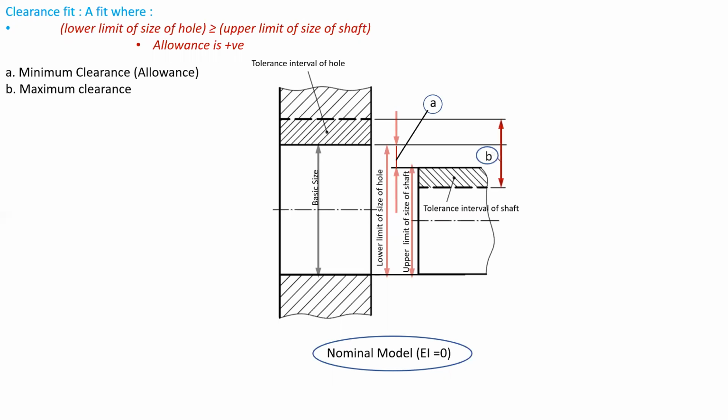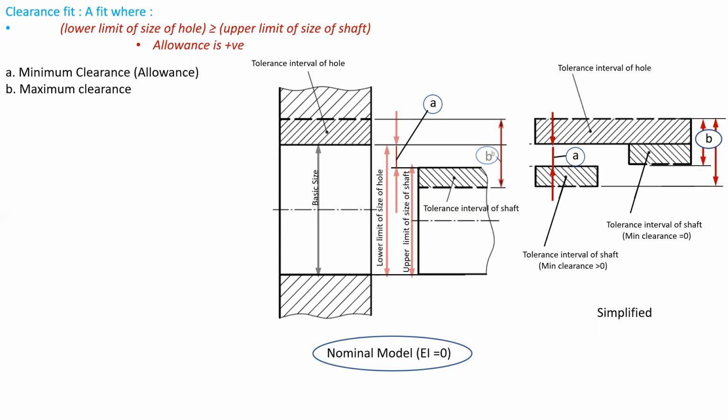And the maximum clearance is as represented by the B. The actual fit will vary between the minimum and the maximum clearance. So the minimum and maximum clearance are designed accordingly so that the parts are functioning according to their intended function smoothly. Now this is a simplified view of the clearance fit. So here we can see the tolerance interval of hole.